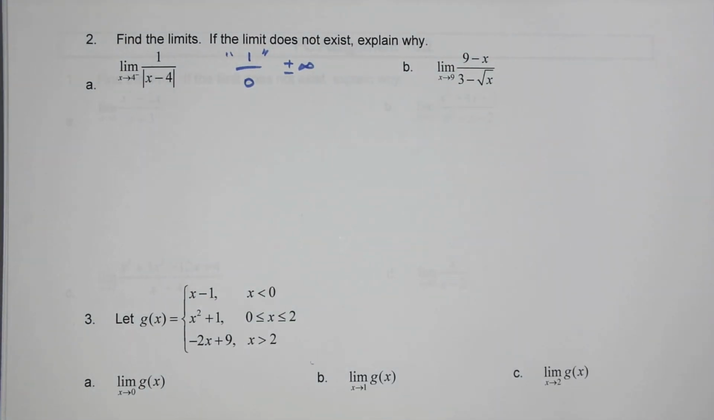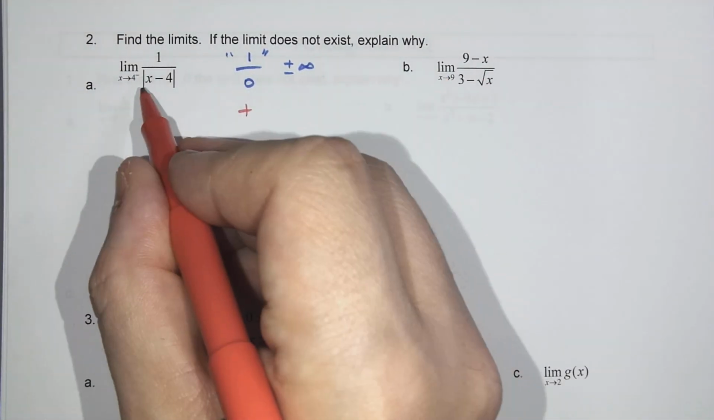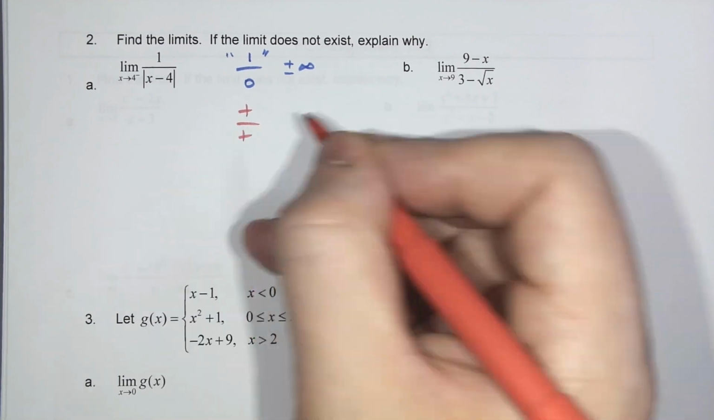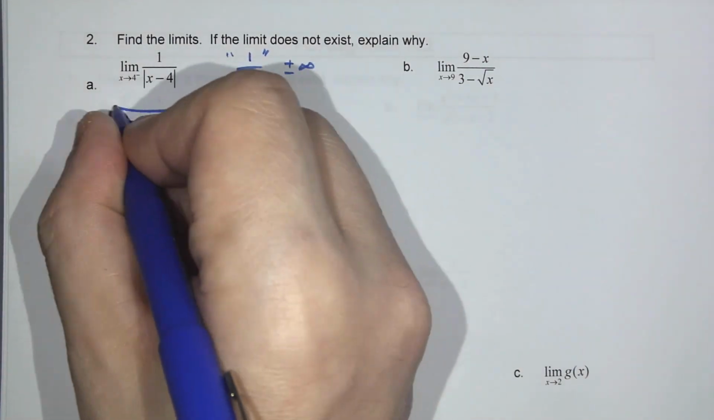Let's go see. The top is just 1. That's positive. The bottom's an absolute value, so that's simply always positive. And a positive divided by a positive is positive. So this answer is going to be plus infinity.